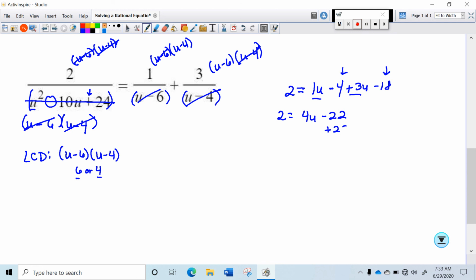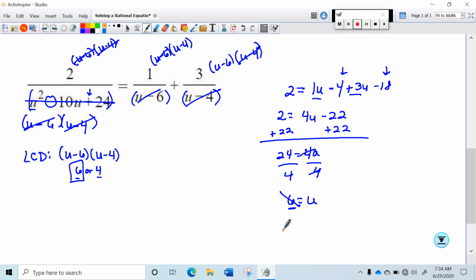I'm going to add 22 to both sides. So I get 24 equals 4u. Divide both sides by 4. 24 divided by 4 is 6. Top cancels with bottom, u equals 6. Okay, here's the situation. We have a 6 here, but we said that we cannot have a 6 as an answer because it makes one of your LCDs equal to 0, and you can't do that. 6 take away 6 is 0. So since that answer is gone and we don't have any answers left, the final answer is going to be no solution.